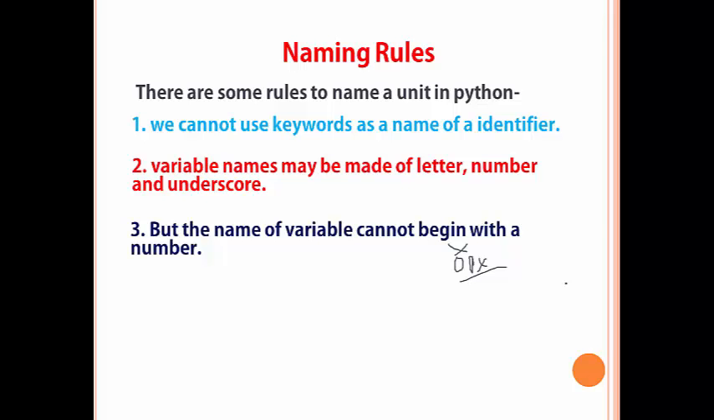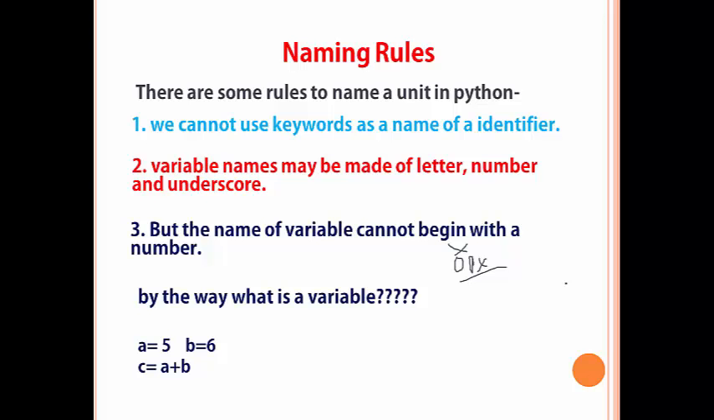Now, what are variables, by the way? Variables are generally called referencing labels, or we call them memory locations. Here is an example. See, this a is a variable that is storing 5. C is again a variable that is storing a, and B is a variable that is storing a value. So these are examples of variables. Okay, we will move further.